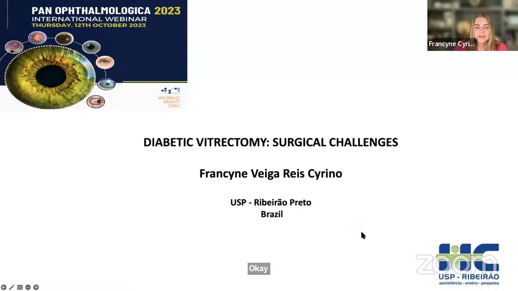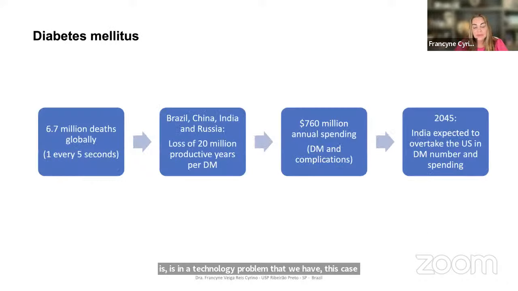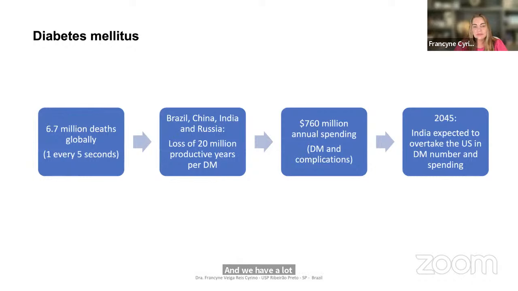Okay, that's it. So I'm going to talk about surgically challenging cases, and we all know that diabetes mellitus is an ophthalmology problem that we have. These cases are growing year after year, and we have a lot of deaths globally, and China, India, Brazil, and Russia lost at least 20 million productive years because of diabetes mellitus.